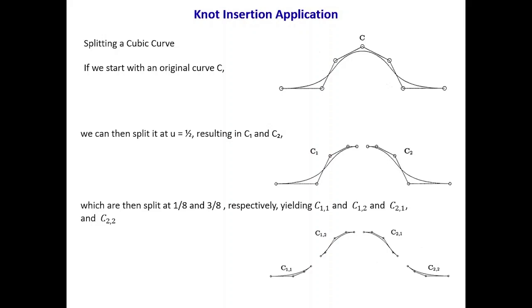Let's look at an example here. We consider an original curve C. We can then split it at u equal to half. Then we can see that it is split into the curves C1 and C2, which are then split at 1/8 and 3/8 respectively. That will result in two more curves each, that is C11, C12, C21 and C22.